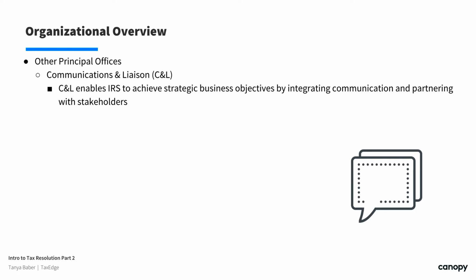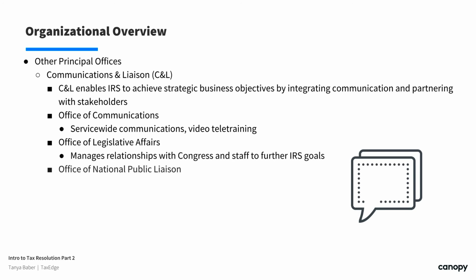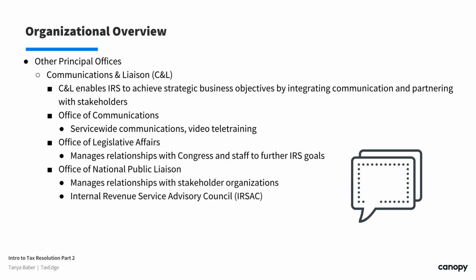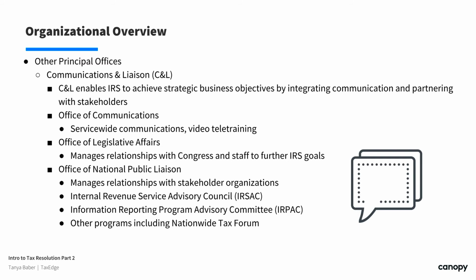They have an Office of National Public Liaison, so they manage relationships out there. They have an Internal Revenue Service Advisory Council called IRSAC. So if you hear some of these, now maybe it's connecting the dots. They have an Information Reporting Program Advisory Council and other agencies, and they have interests in the administration of IRS activities and programs. In fact, this office also manages the nationwide tax forum program. If you've ever attended one of those, they have annual attendance of more than 18,000 tax practitioners. So that's another office, called the CNL, or Communications and Liaison.